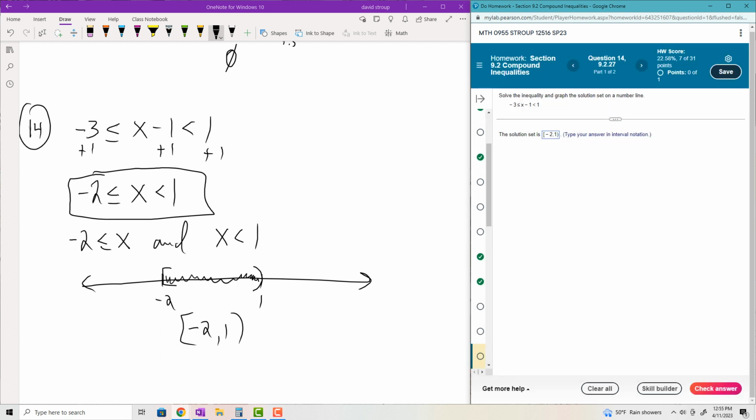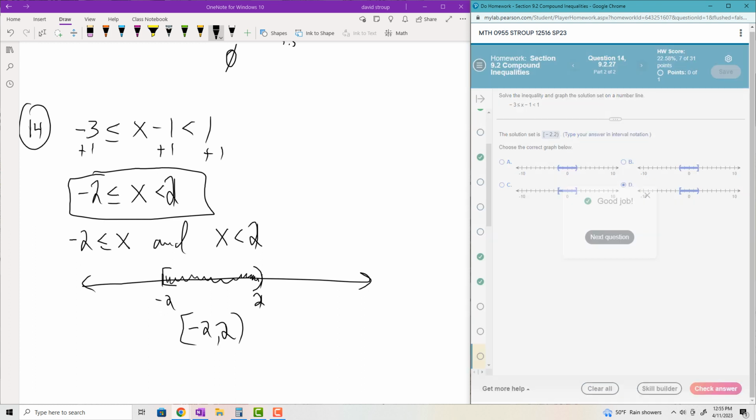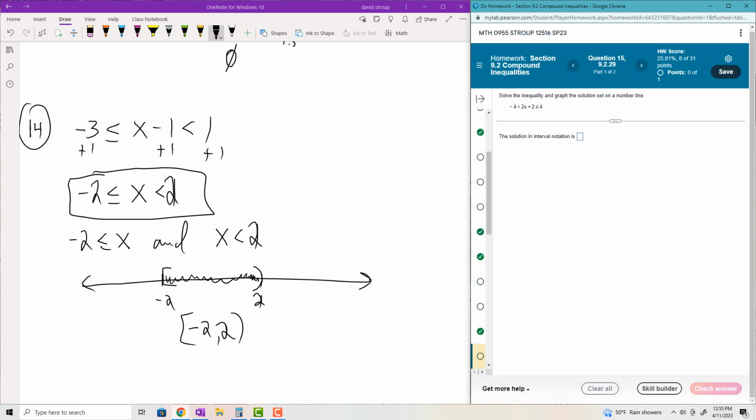Okay. I made a mistake. 1 plus 1 is 2. Sorry, there it is. Sorry about that. Okay. Then they want the actual graph of the thing. So we already sort of did that.